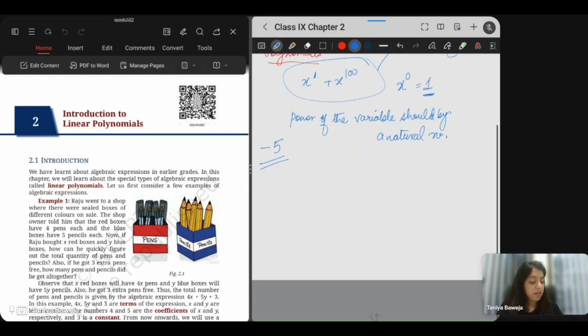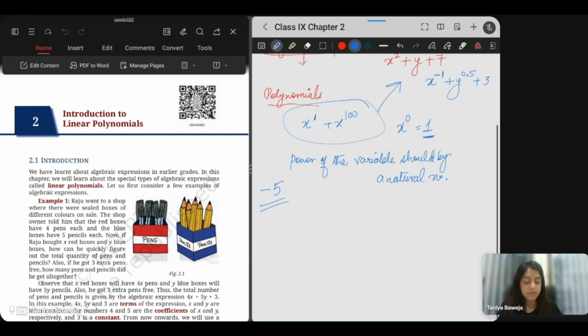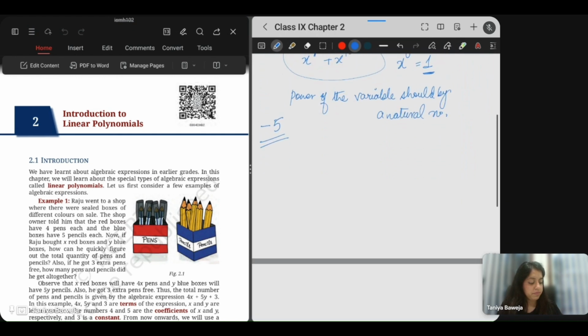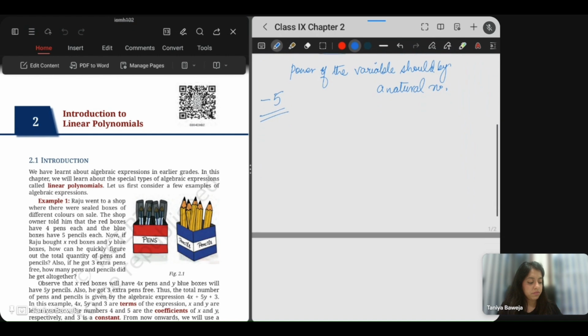Now, let's talk about the first example that's given to us. We have learned about algebraic expressions in the earlier grades. In this chapter, we will learn about special types of algebraic expressions called linear polynomials. Okay, let us consider a few examples.